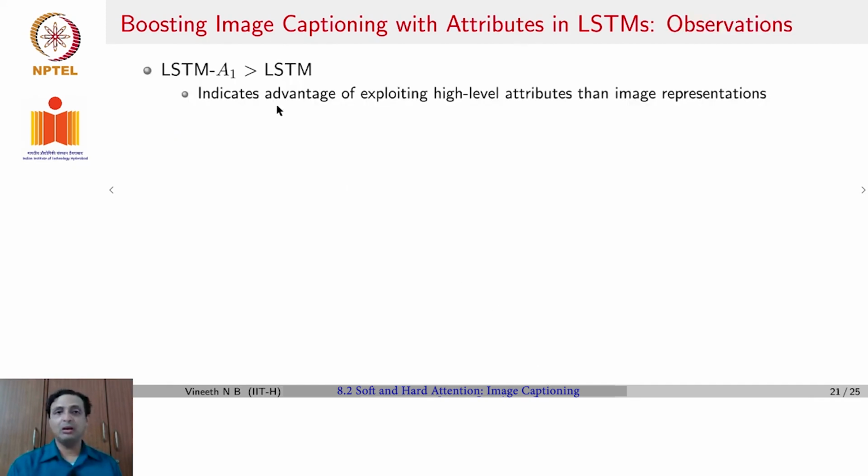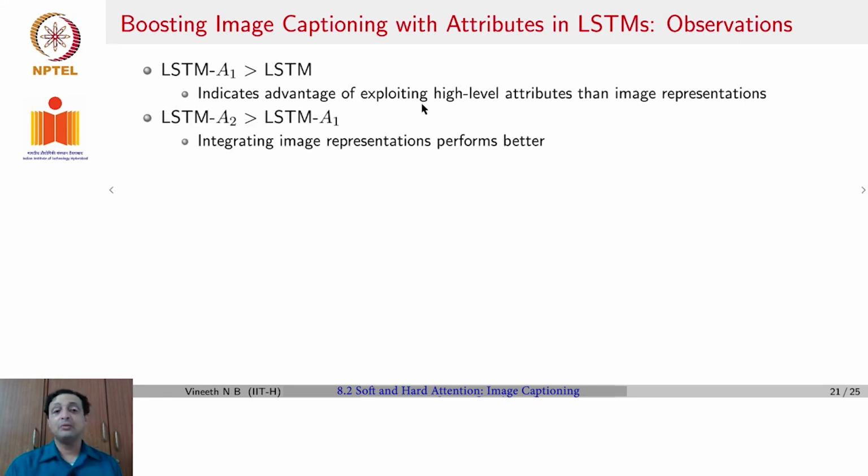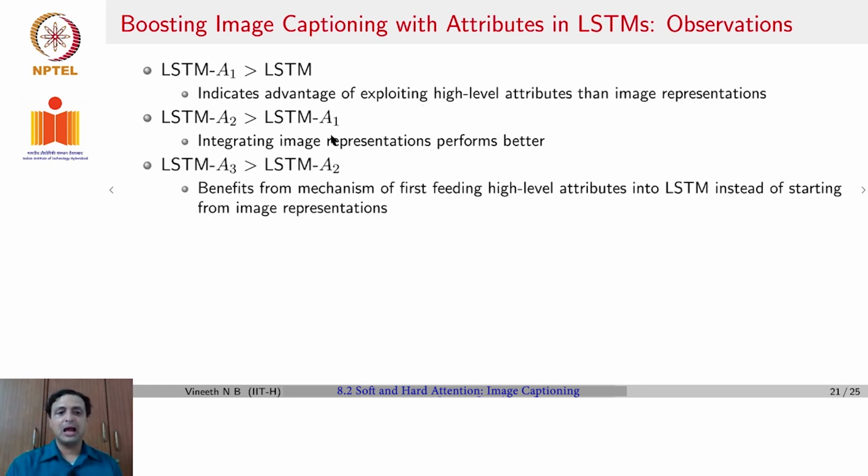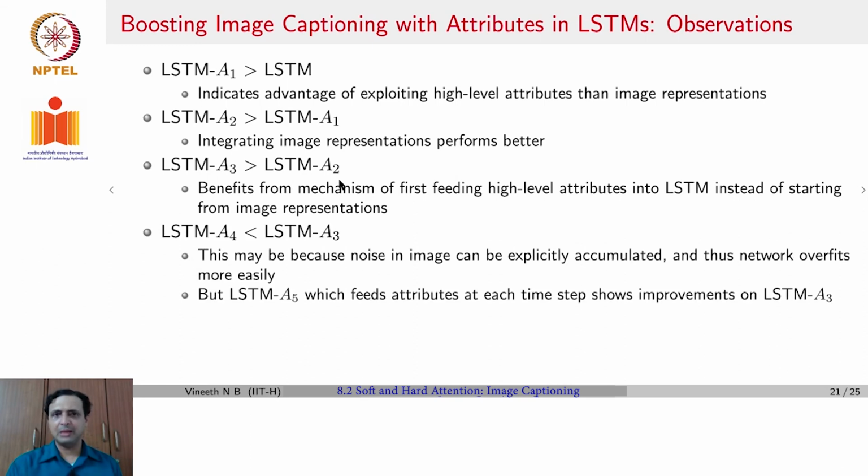A1, the variant A1, was better than LSTM. This indicated the advantage of using high-level attributes instead of image representations. Variant A2, where the image representations were also integrated with attributes, helped further improve performance. And similarly, by feeding the attributes first and the image later, A3 performed better than A2. Then came a surprise that A4 did not perform as well as A3.